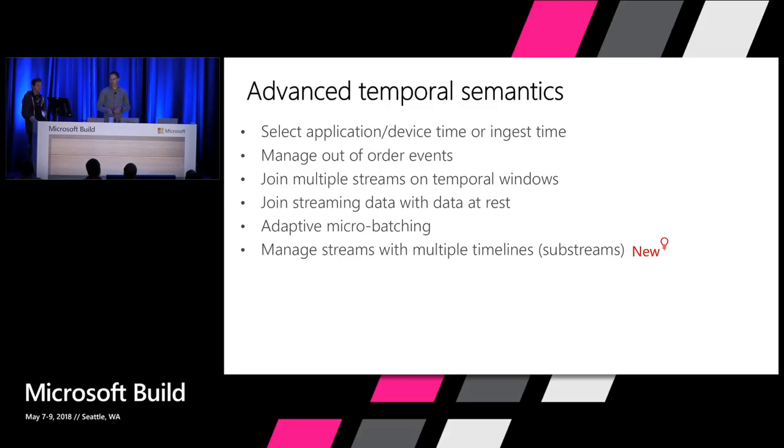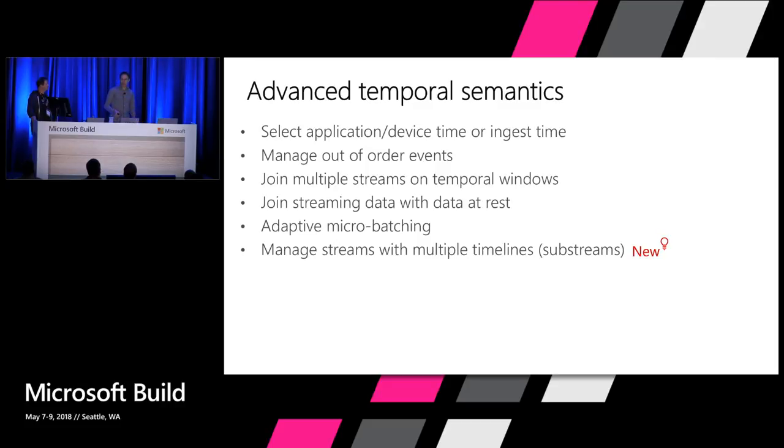You can also do some joins, and if you have several streams of data, you join them on a temporal basis. You can join streaming data with what we call reference data at rest to get some mapping with actual data you already have in your database. And we do adaptive micro-batching. So we adapt to the speed of the events. If you start to have very, very high throughput, we will adjust. If you start to slow down, we will adjust.